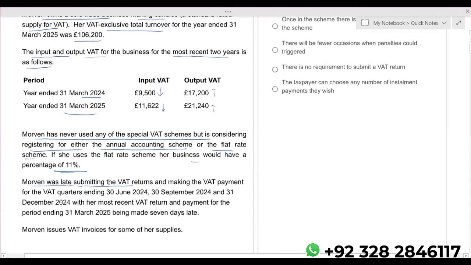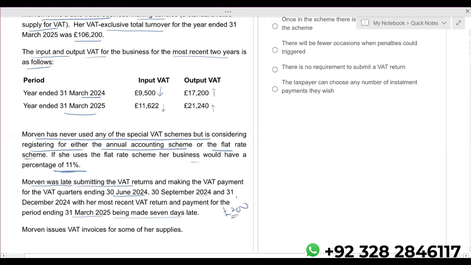Morvin was late submitting the VAT return and making VAT payment for VAT quarters ended 30th June 2024, September 24, December 24, with her most recent VAT return and payment for the period ended March 25 being made 7 days late. If you count, the score has reached 4. How? June was late, 1. September was late, 2. December was late, 3. And even the most recent is also late, 4. So once your penalty score is 4, you have to pay £200.